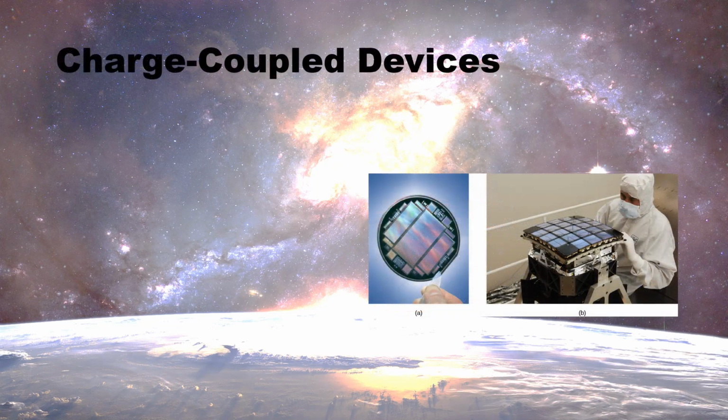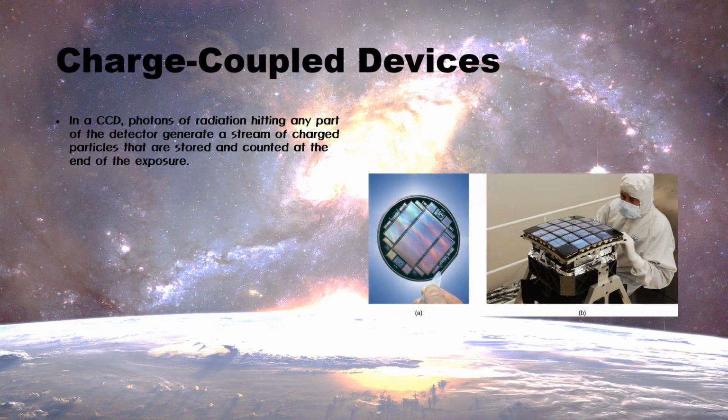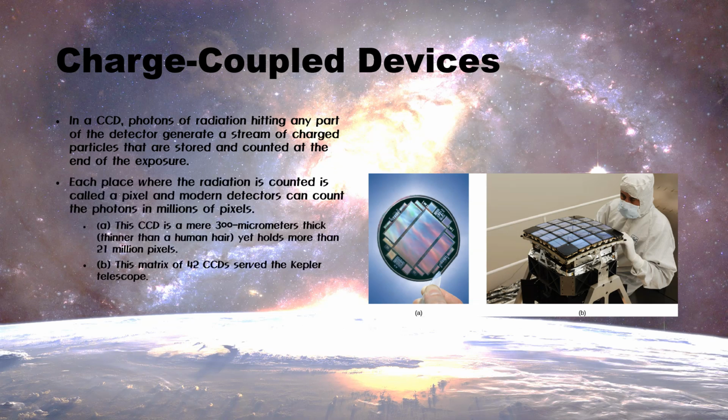So with these charge-coupled devices, how they actually work is that photons of radiation hit any part of the detector to generate a stream of charged particles that are then stored and counted at the end of the exposure. Each place where the radiation is counted is called a pixel, and modern detectors can count the photons in millions of pixels. So if we look at example A here, the CCD is a mere 300 micrometers thick, which is thinner than a human hair, yet it holds more than 21 million pixels.